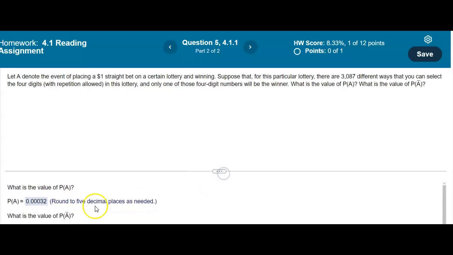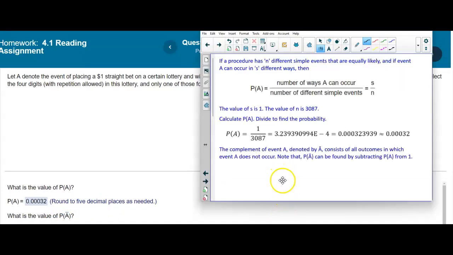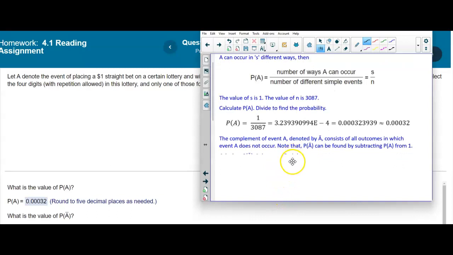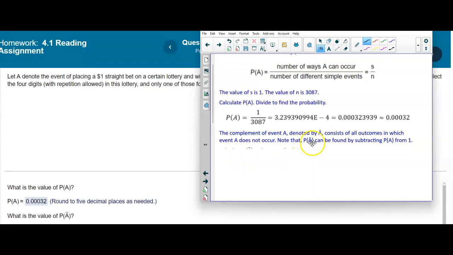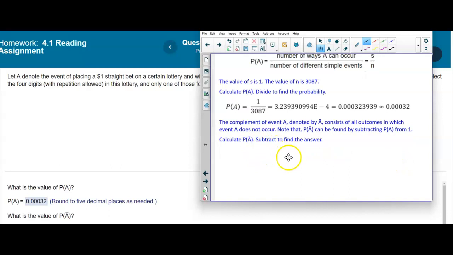Now we need to find the value of the probability of the complement of A. To find the complement of event A, we denote that with a line over the capital A, and it consists of all the outcomes in which event A does not occur. Note that the probability of the complement of A can be found by subtracting the probability of event A from 1. So we're going to calculate the complement and then subtract to find the answer. Again, the probability of the complement of event A is equal to 1 minus the probability of event A.